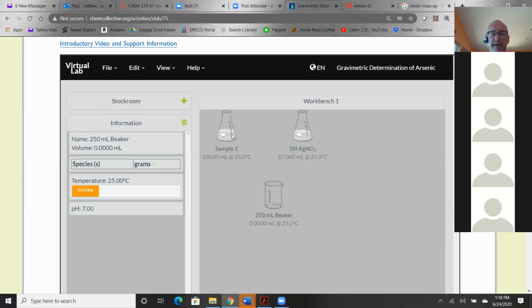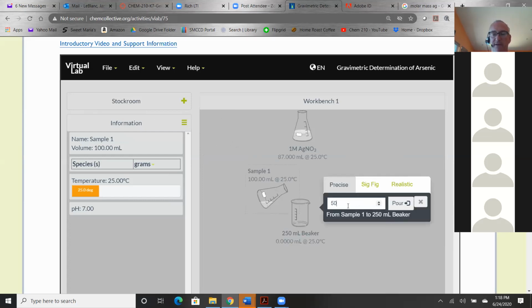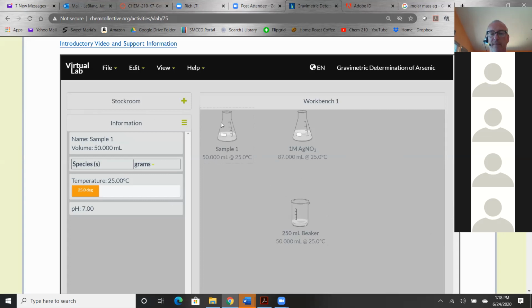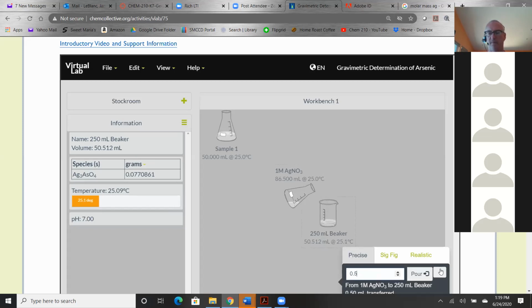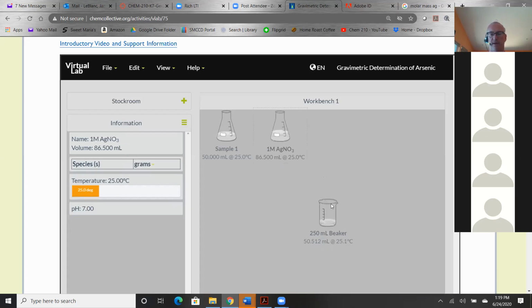So sample 1, let's put in 50 mils. So I'm going to transfer 50 mils. Put my sample 1 over here. And then I'm going to add some, so I don't know what the concentration of arsenate is in here. I have no idea. So what I'm going to do is come over here, add my 1 molar silver nitrate. I'm going to add, let's say 0.5 mils. Click on the beaker again.